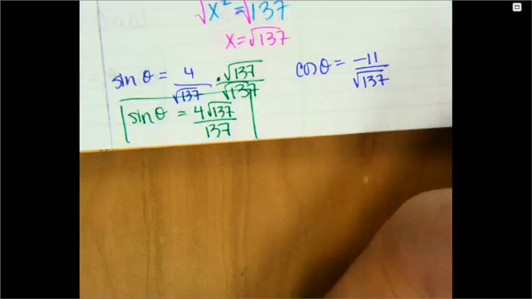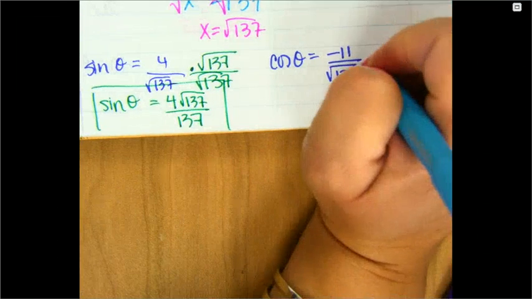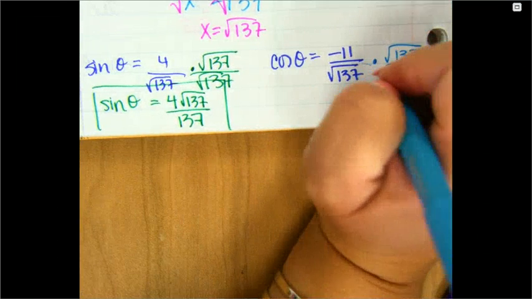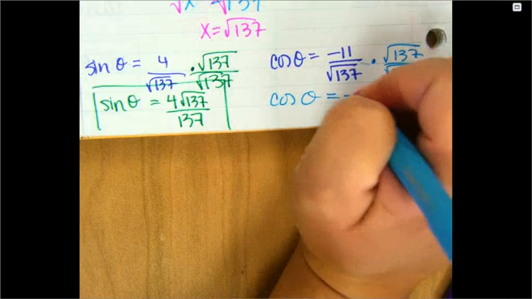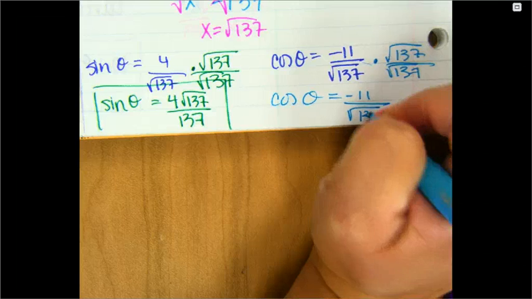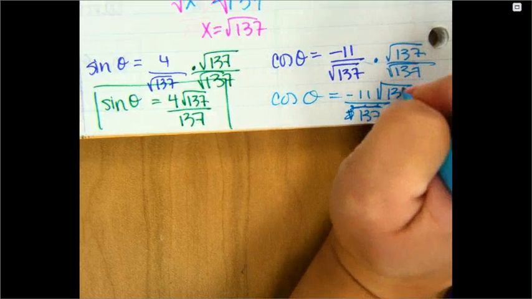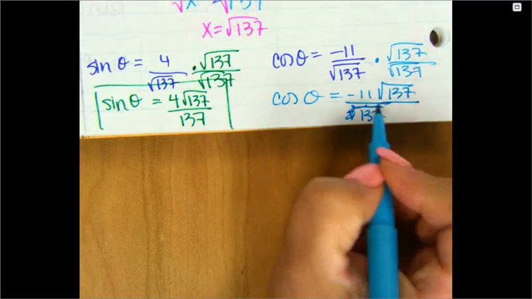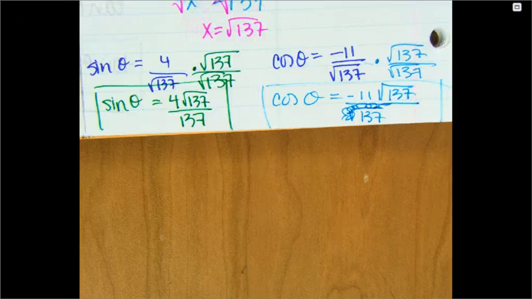What do you do? Multiply by radical 137. So cosine theta is negative 11 radical 137 over 137. Oops, no radical on the bottom. Told you I can't write today. Got it? Okay. Are we good here?